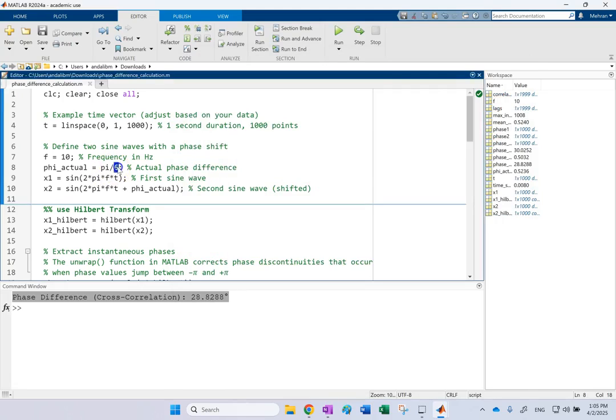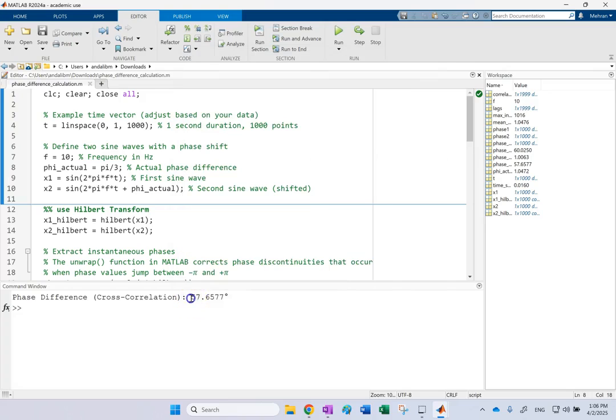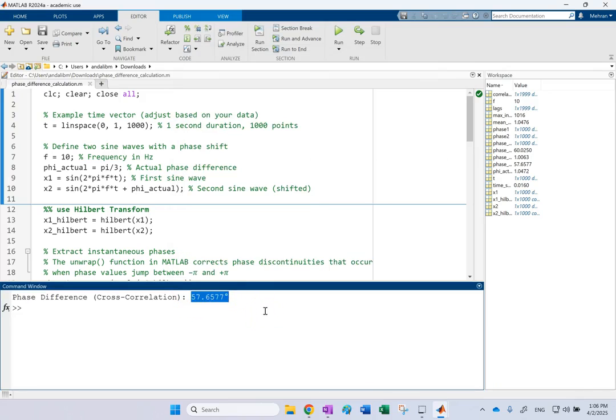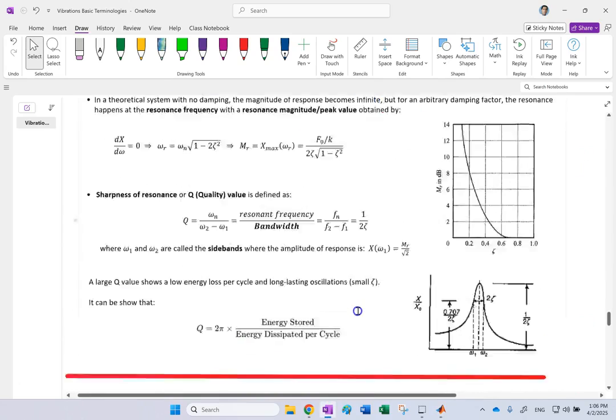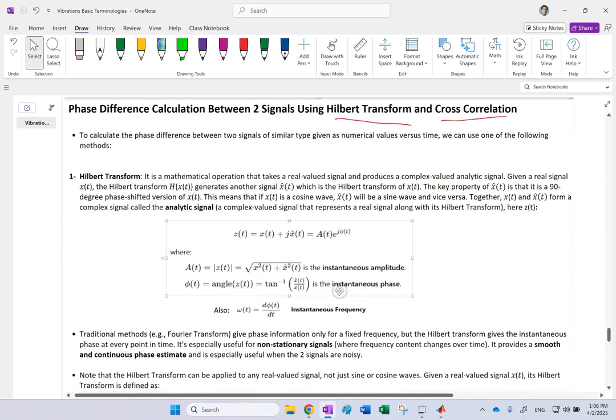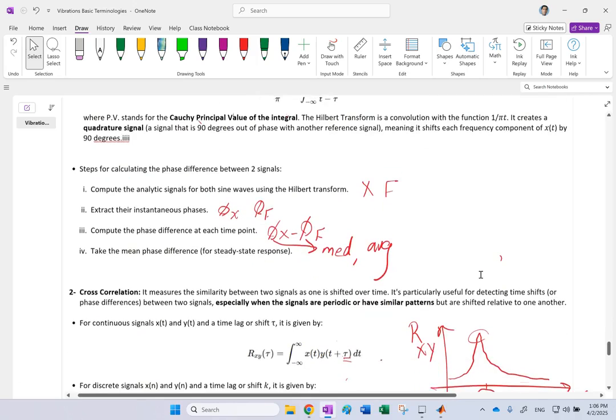And feel free to change this, like change it to 60 degrees now, and run it again and look at the result. You see again, look, 60.02 degrees. Look how small the error is, but this one is 57.65 degrees. So in general, although both methods work, the Hilbert method does do a better job for finding phase difference between two signals. Hopefully this video was useful to you.